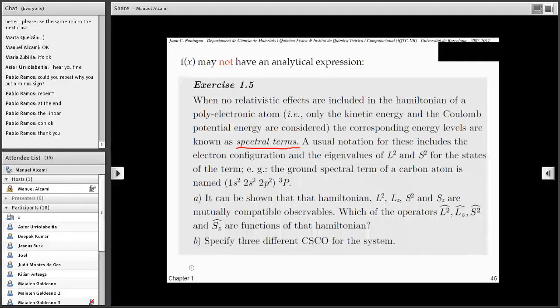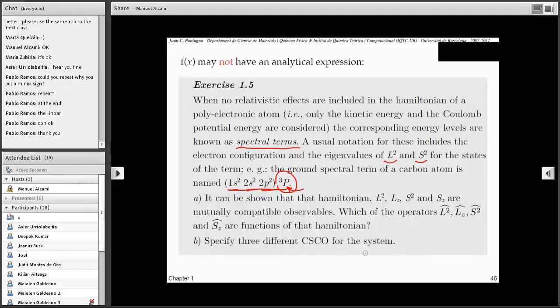The useful notation for this includes the electron configuration and the eigenvalues of L squared and S squared for the states of the term. For instance, those who have studied the basic course of quantum chemistry know that the ground state of the carbon atom has the configuration 1s2, 2s2, 2p2. And there are three terms corresponding to this configuration, and the ground state is called the triplet P.